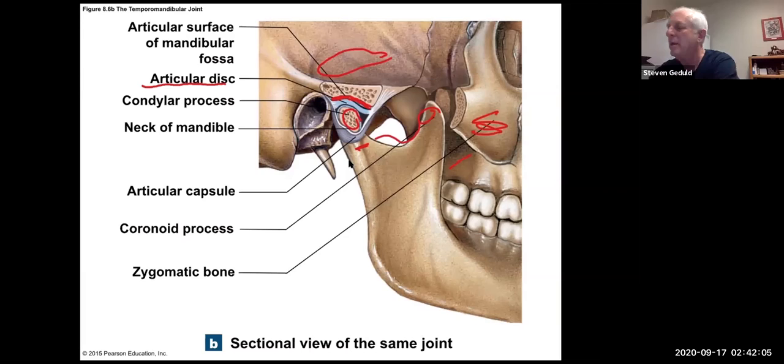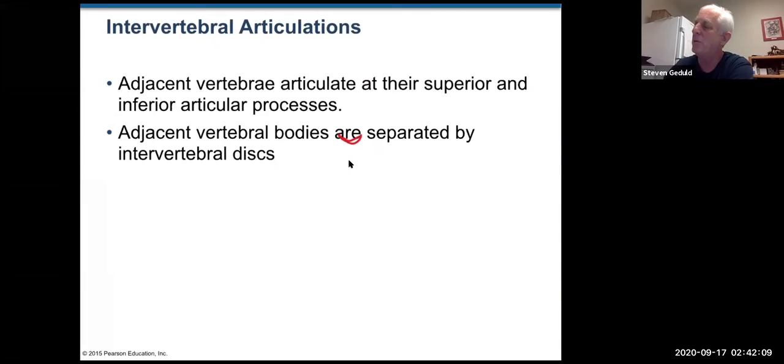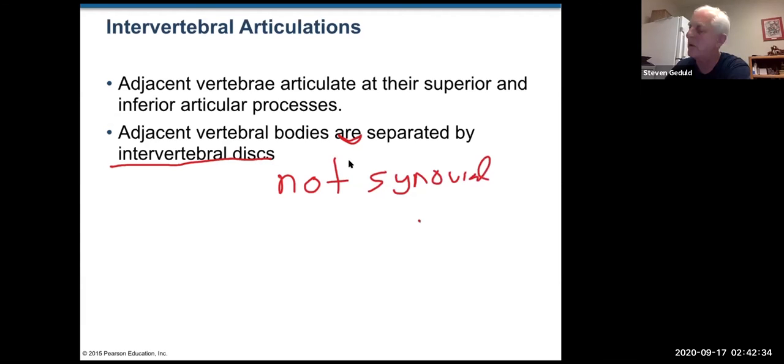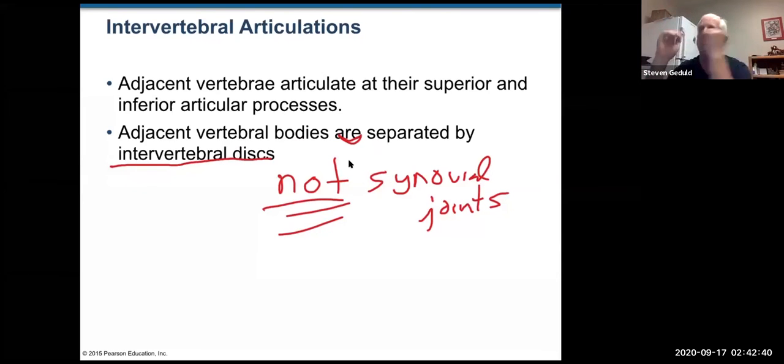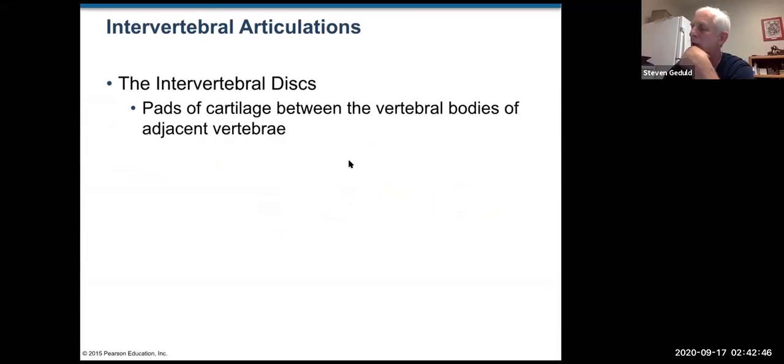All right. So we talked about vertebrae in the last lab too. The adjacent vertebrae articulate by their superior and inferior articular processes. Superior processes articulate with the vertebrae above. Inferior articular processes articulate with the vertebrae below. Adjacent vertebrae are separated by intervertebral discs. Intervertebral discs are not synovial joints. There is no synovial fluid in those discs. They're cartilaginous pads that allow cushioning between the vertebrae. Intervertebral discs are pads of cartilage between vertebral bodies of adjacent vertebrae.